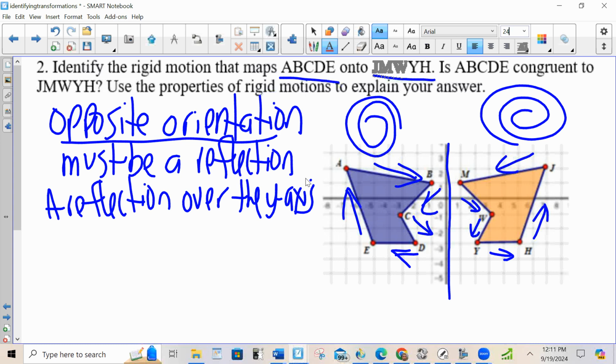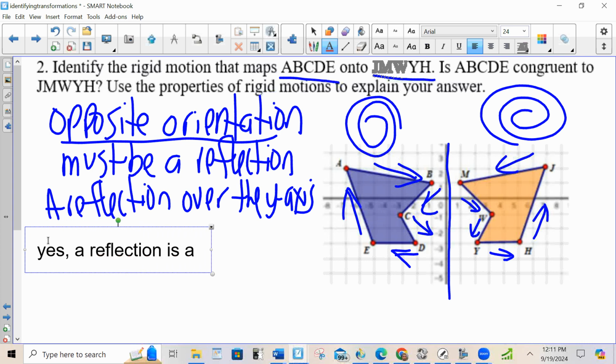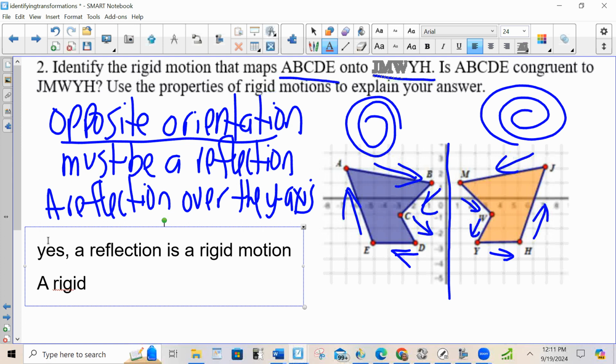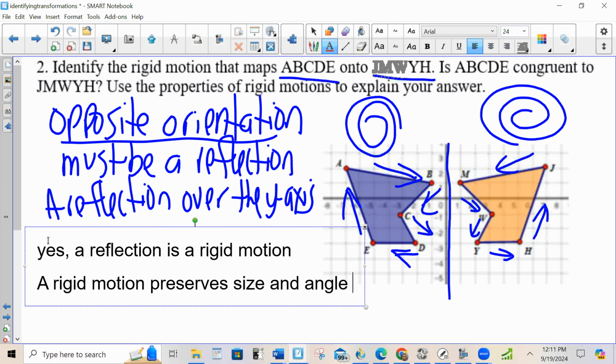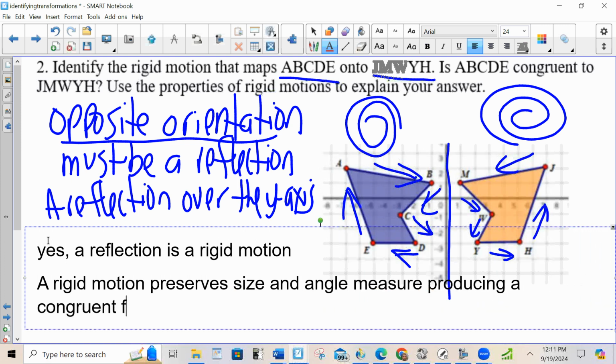Is ABCDE congruent to JMWIH? Yes. A reflection is a rigid motion. A rigid motion preserves size and angle measure, producing a congruent figure.